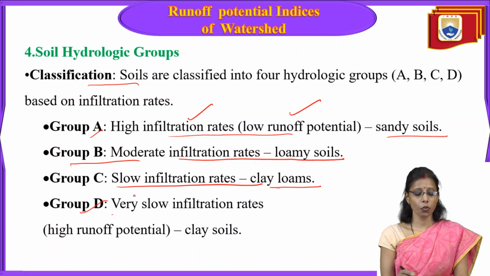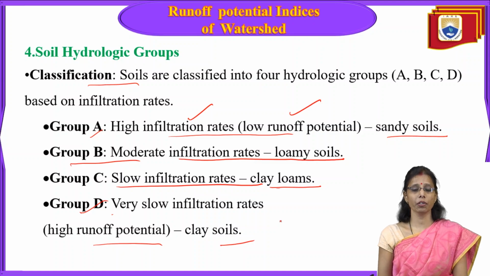Now group D has a very slow infiltration rate. It has a high runoff potential, clay soils. So wherever we find clay soils, when you map the areas with these types of soil, based on the type of soil you can come to a conclusion about how much the runoff will be. If it is clay soil, the runoff is definitely more.